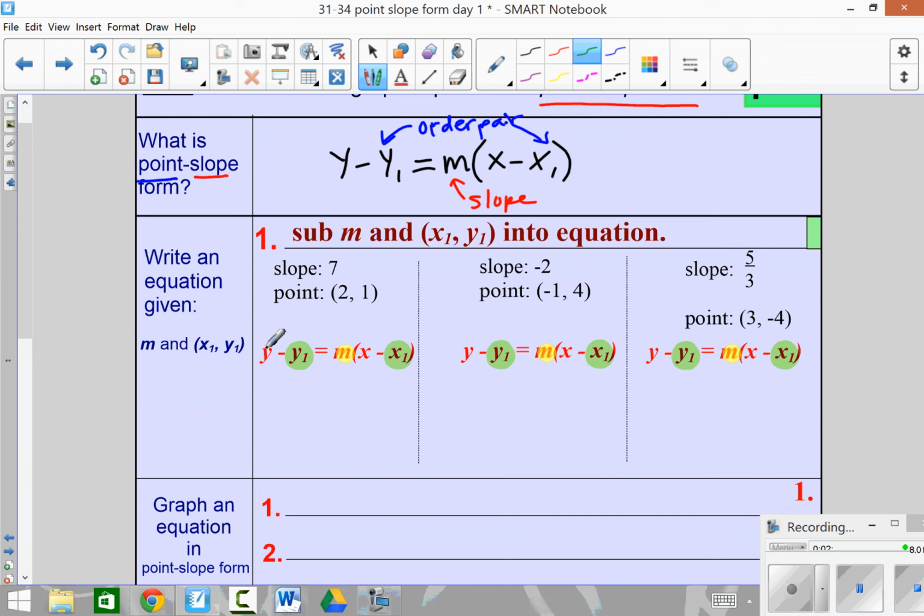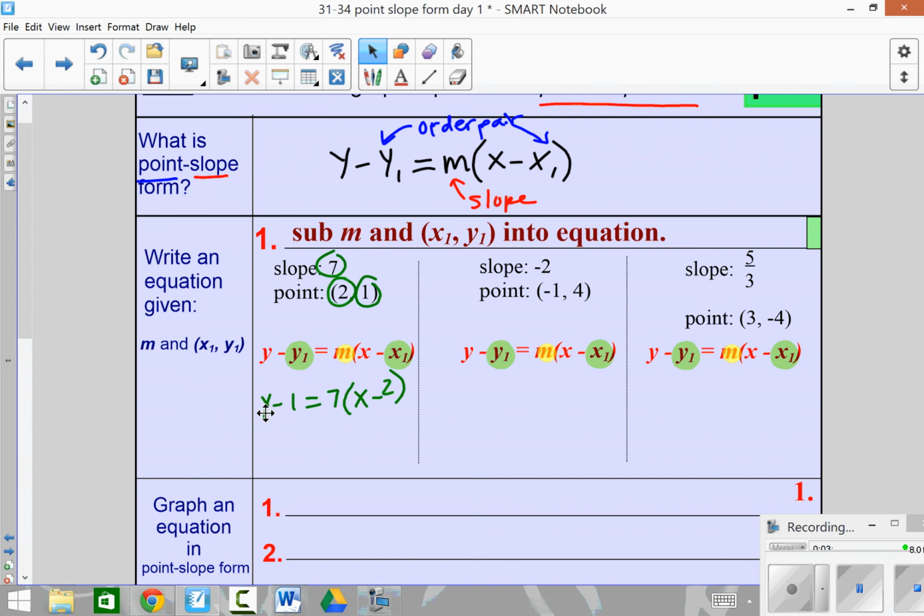The other x and y stay the x and y. They will never ever change at this point. Okay, so let's go ahead and give this a try. We're going to have y, stays the same. My y1 is the 1 here, the y in the ordered pair, equals my m, which is 7, parentheses, x stays the same, minus my x1, which is the 2 in the ordered pair. And that is it. You just wrote an equation of a line with a slope of 7, and it goes through the ordered pair 2, 1. It has this equation in point-slope form.